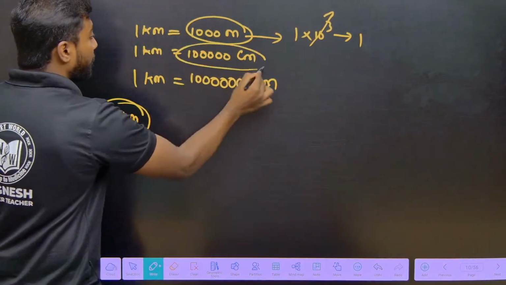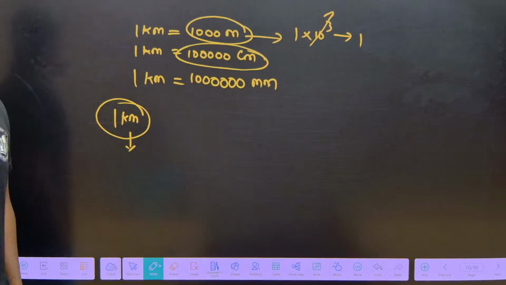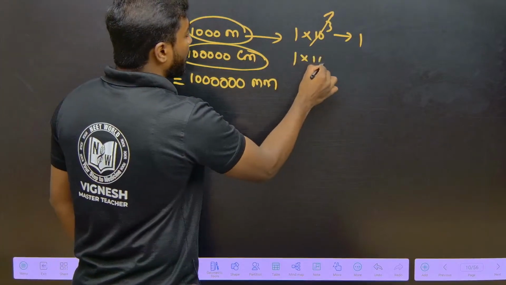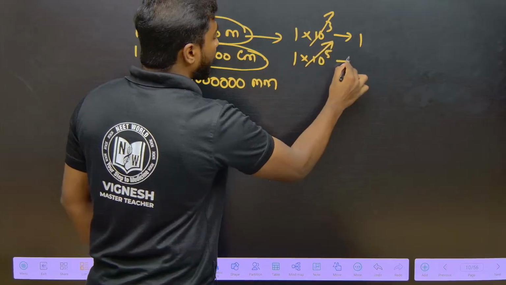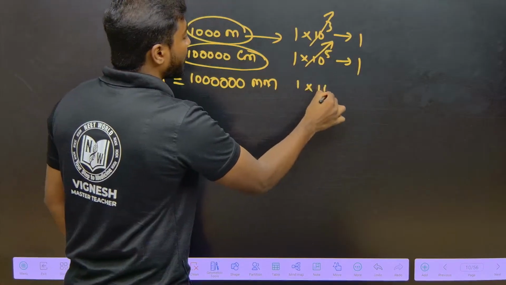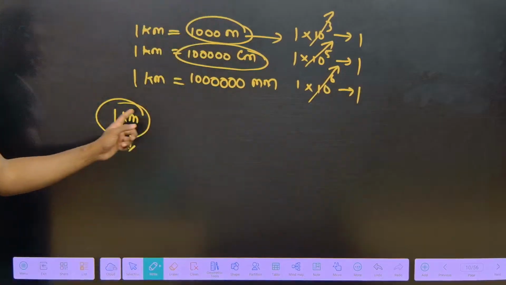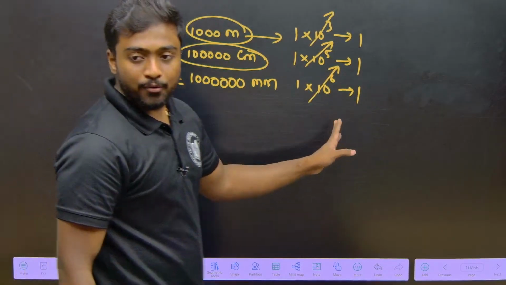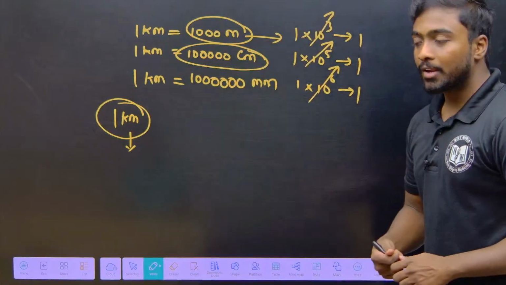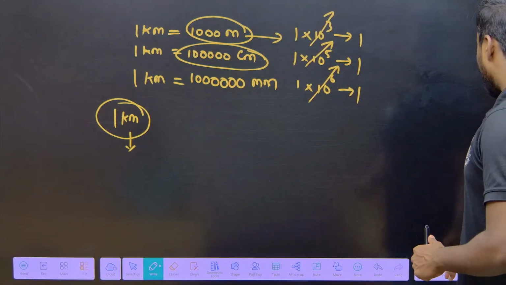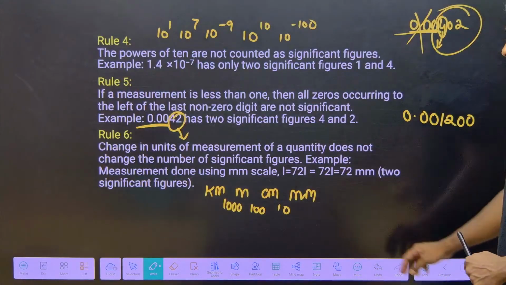What about 1 lakh centimeter? Again 1. So 1 into 10 power 5, which should not be considered, again 1. Here 1 into 10 power 6, 10 power 6 should not be considered, again 1. So whenever I take conversions, the significant digits are the same, it will not change. That is rule number 6.